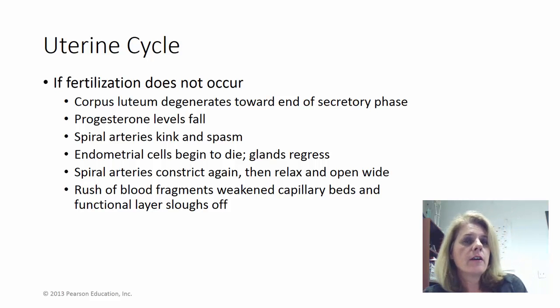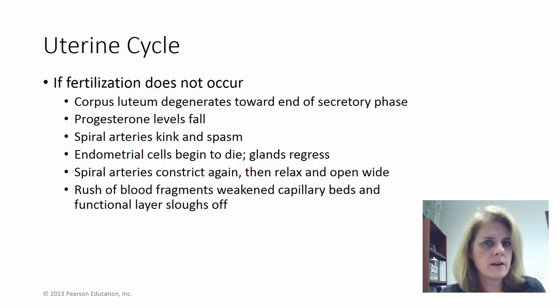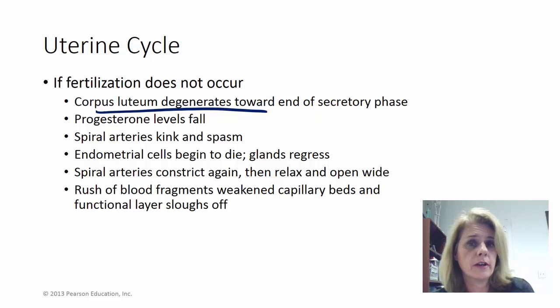All right, so if fertilization does not occur, remember we have to go back to that ovarian cycle. If you don't have fertilization, the corpus luteum is going to degenerate toward the end of the secretory phase. We don't need it anymore. We don't need that progesterone because we don't need anything to keep the uterus quiet. Remember, that's what progesterone does. It keeps the uterus quiet so it doesn't contract, so you don't expel the developing embryo.